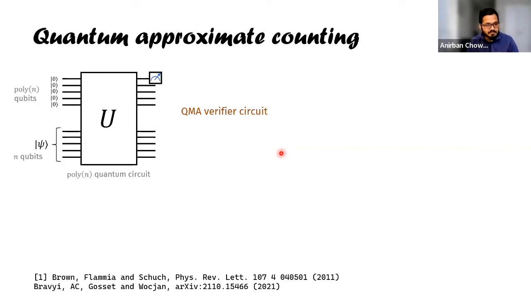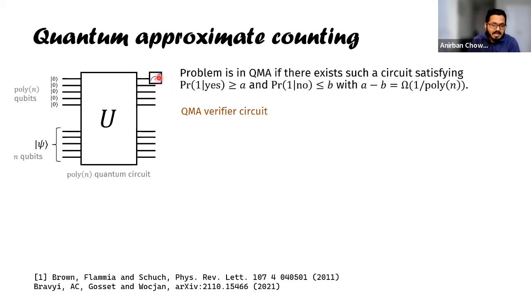So the first problem that we define is something we call quantum approximate counting. Here we have something called a QMA verifier circuit. We have some input quantum state psi. We run some polynomial time quantum computation on it and do some measurement on a single qubit at the end. And we accept or reject the state based on whether this measurement returns us 1 or 0. A problem is in QMA if there exists such a circuit such that yes instances are accepted with probability at least A, and no instances are rejected with probability at least B, and there's some promise on the gap.